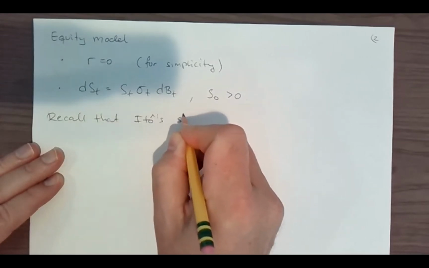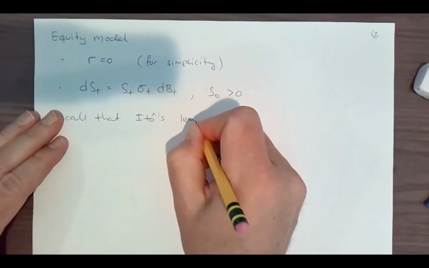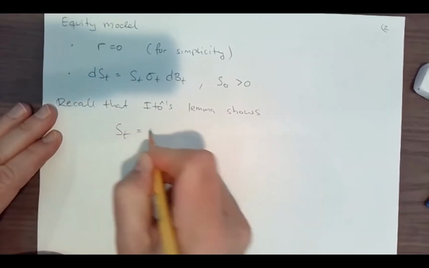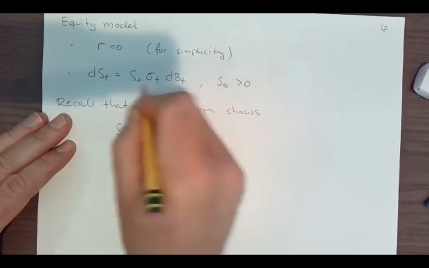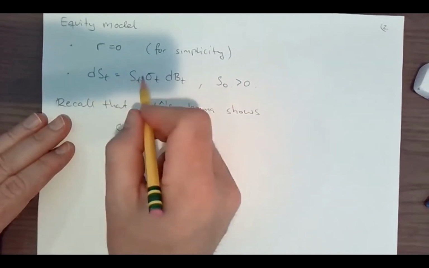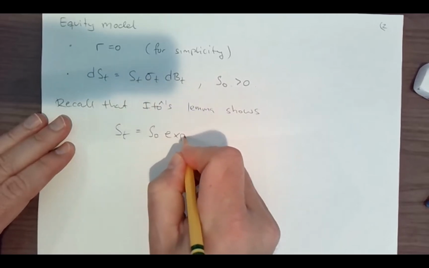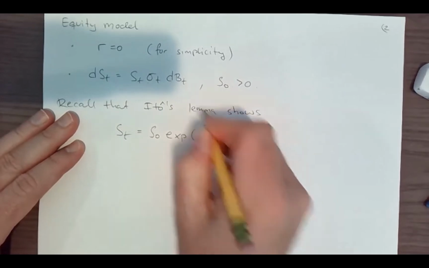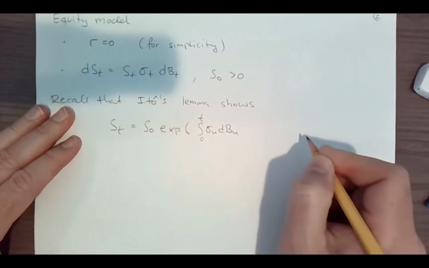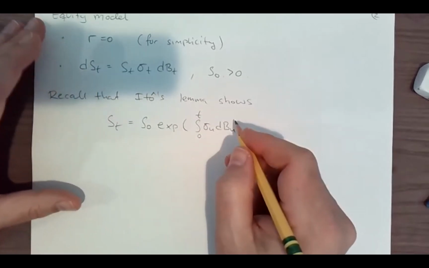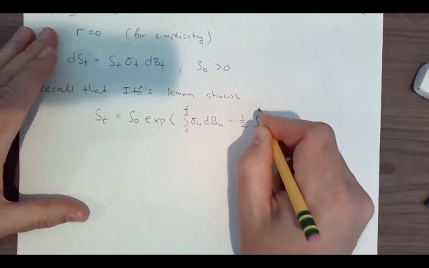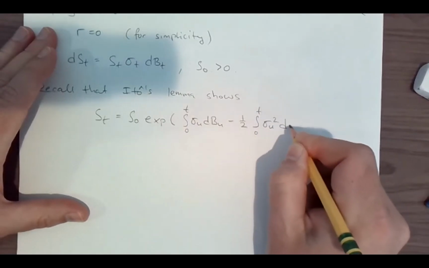That Ito's lemma shows that S_T, you take the initial value and then it's an exponential, because it's linear in S on the right-hand side. And then you have to integrate sigma with respect to the Brownian motion. And then you always have to have a correction term: minus 1/2 integral from 0 to t of sigma_u squared du.